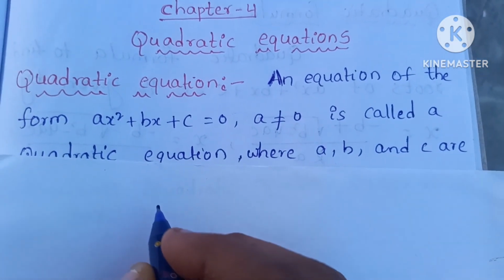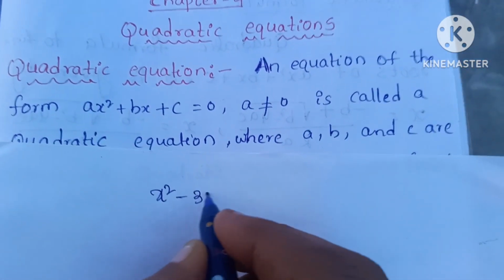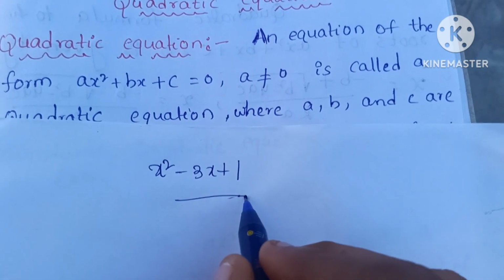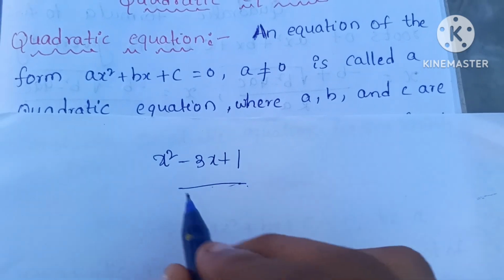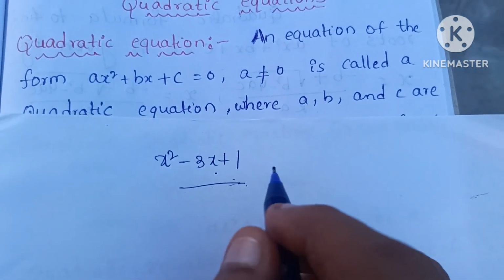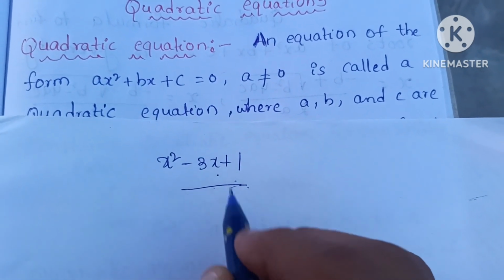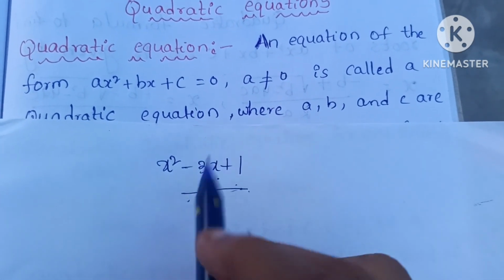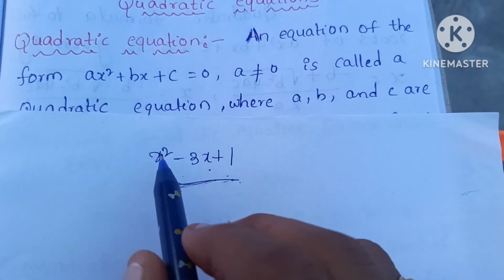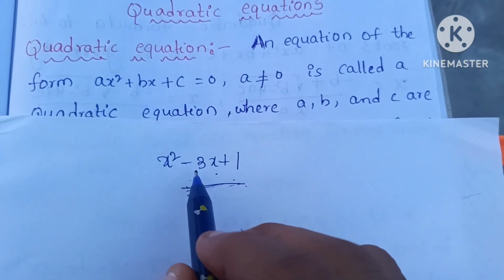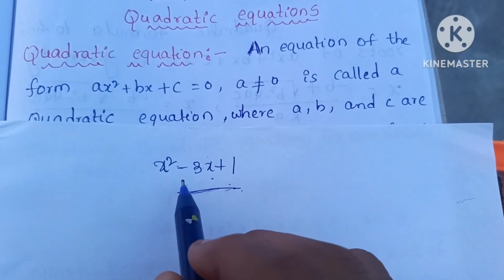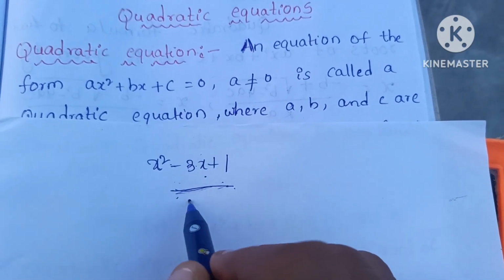Let us take an example: x square minus 3x plus 1. What is this? It is an expression. Expression means a combination of variables and constants. And we know that degree is the highest power in a given expression. In this expression, what is the degree? Here the power is 1, here the power is 2. The highest power is 2. Therefore, the degree of the polynomial is 2.